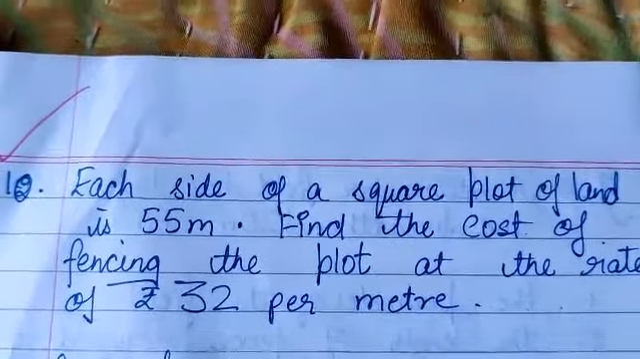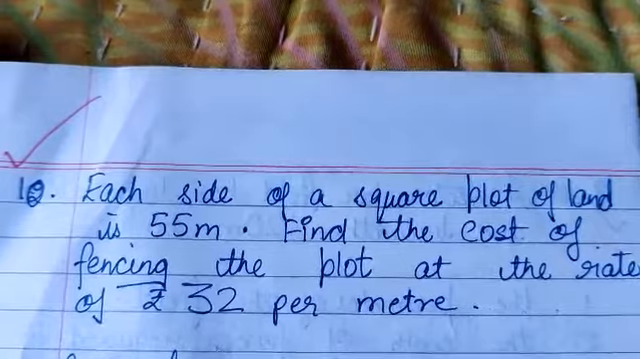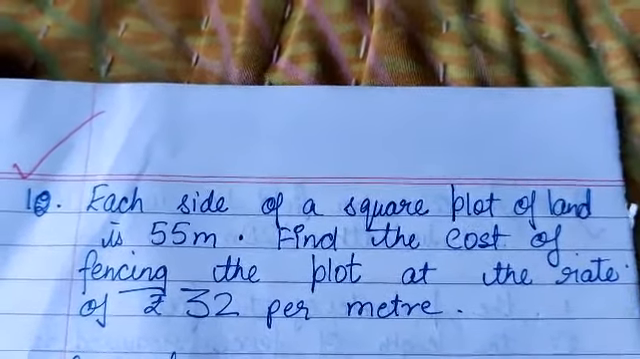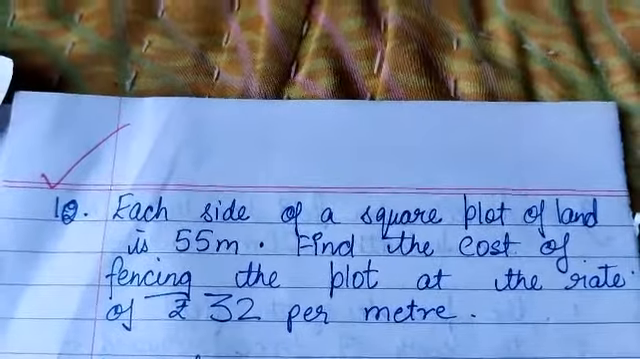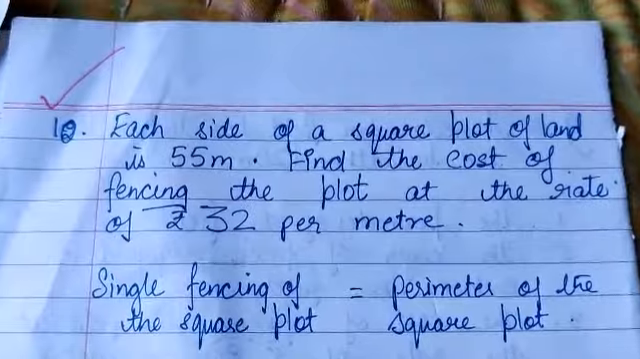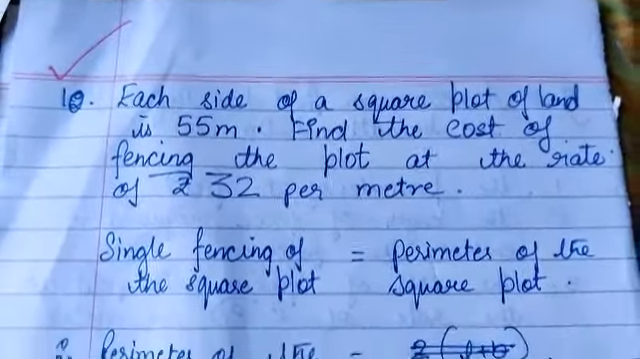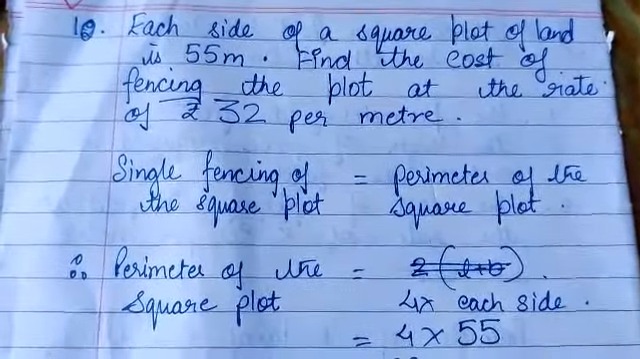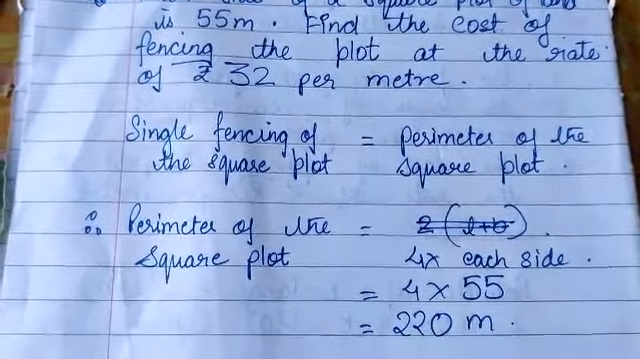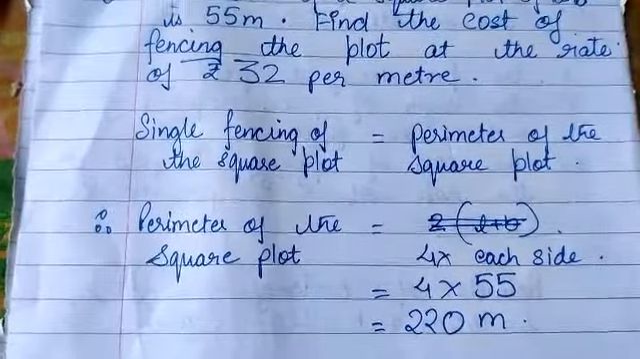Now, each side of a square plot of land is 55 meters. Find the cost of fencing the plot at the rate of 32 rupees per meter. Single fencing of the square plot is nothing but perimeter of the square plot. Perimeter of the square plot is 4 into each side, which is 4 into 55, that gets us 220 meters.